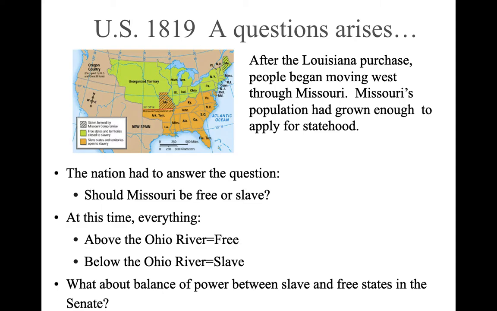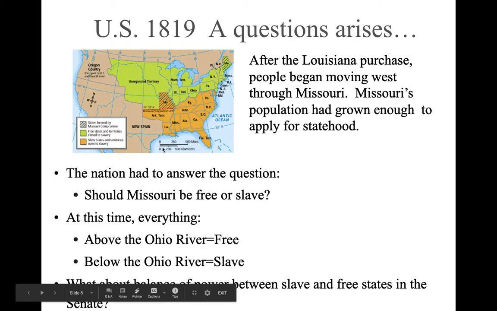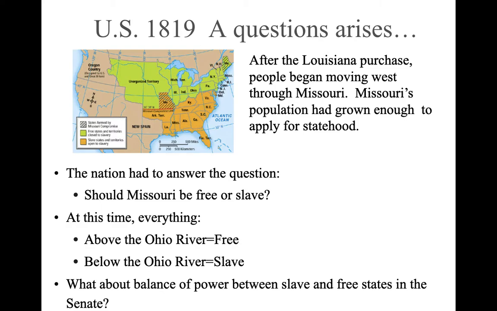Well, there are a lot of people living in Missouri now. And so the issue is they want to become a state, but should they be a slave state or a free state? At this time, everything above the Ohio River, which is right here, is supposed to be free. There is no slavery allowed. Everything below the Ohio River were slave states. Slavery was legal in those areas. So they had a decision to make about what to do with Missouri, because if you make Missouri a slave or a free state, it could unbalance the power of slave and free states in the Senate, in Congress.